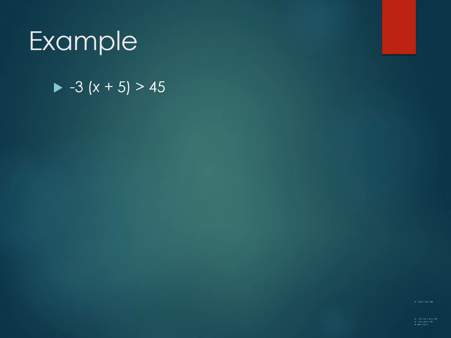Here's an example. -3 times the quantity x plus 5 is greater than 45. Pause the video at this point to give yourself a chance to do the example. So the first thing I want to do is distribute a -3. I now have -3x minus 15 is greater than 45. I then add 15 to both sides to get -3x is greater than 60. I now need to divide by -3, which switches the direction of my sign, to get x is less than -20.